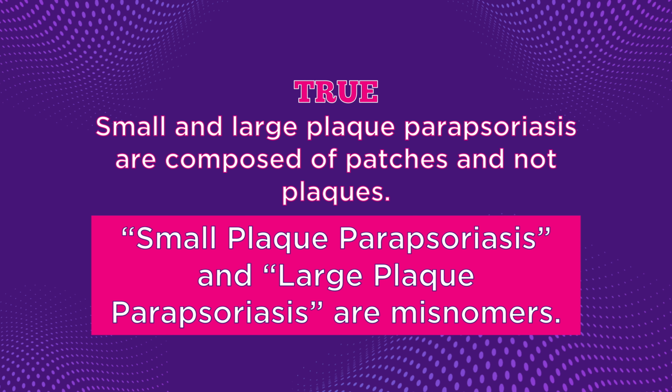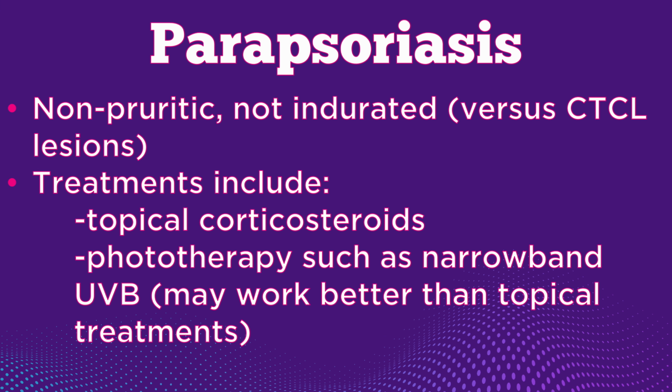Boo. But anyways, both of these rashes tend to be non-pruritic and are not indurated, unlike CTCL lesions which usually have some induration. Small and large plaque parapsoriasis is also treated with similar treatments to psoriasis, including topical corticosteroids and various phototherapies including narrowband UVB, which usually actually work better than the topical treatments.